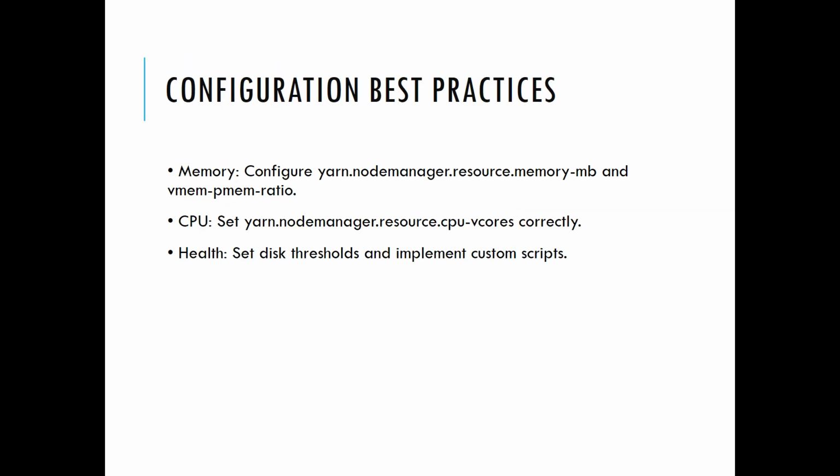Following best practices in configuration is essential. For memory, correctly set yarn.nodemanager.resource.memory-mb to the total physical RAM available for containers, and configure the vmem/pmem ratio to control virtual memory usage. For CPU, accurately set the number of virtual cores using yarn.nodemanager.resource.cpu-vcores. For health, prudently set disk utilization thresholds and implement custom scripts for any critical node services.